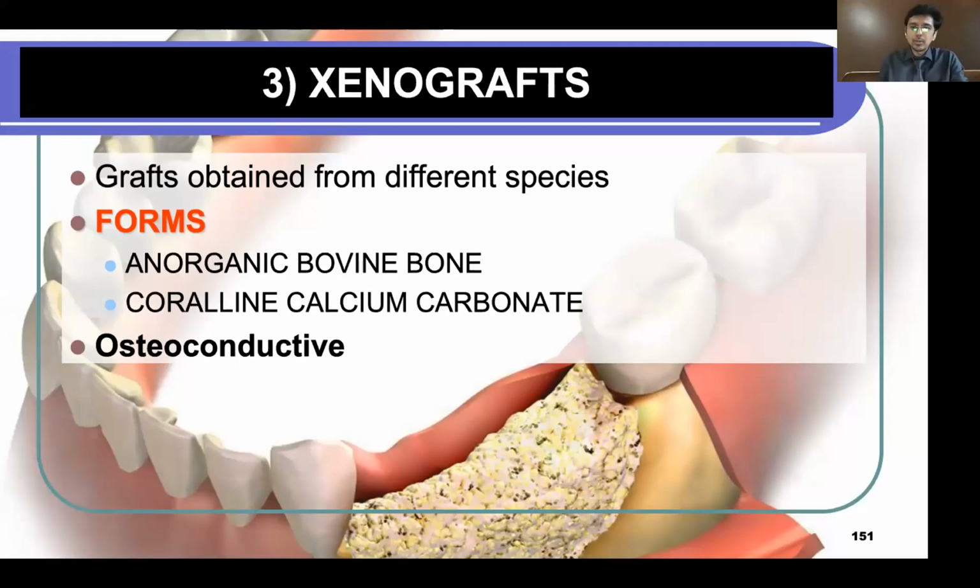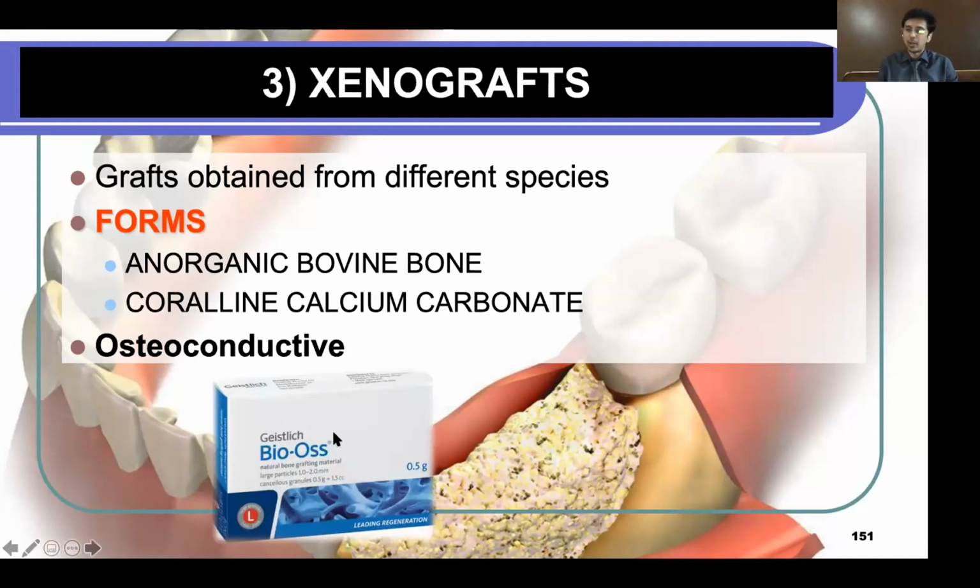We have xenografts also. Xenografts are from animals. We have anorganic bovine bone by BioOss. BioOss is a very strong multinational company, so they tend to advertise their grafts a lot, even the BioGide membrane. Anorganic bovine bone means we have taken ox bone and heated it. By heating, the organic component has evaporated and only the hydroxyapatite, the inorganic skeleton, remains. Anorganic means without the organic component. That is the fun thing.